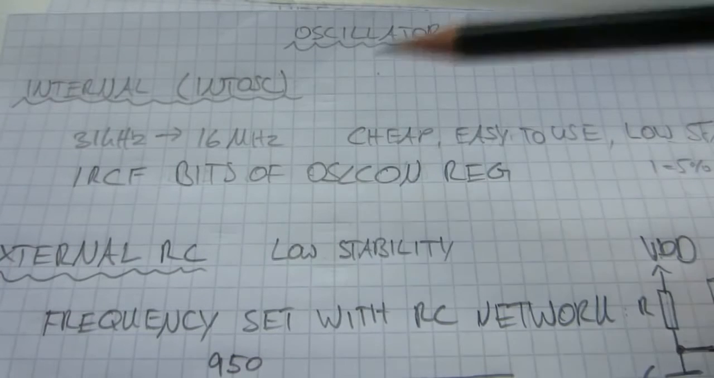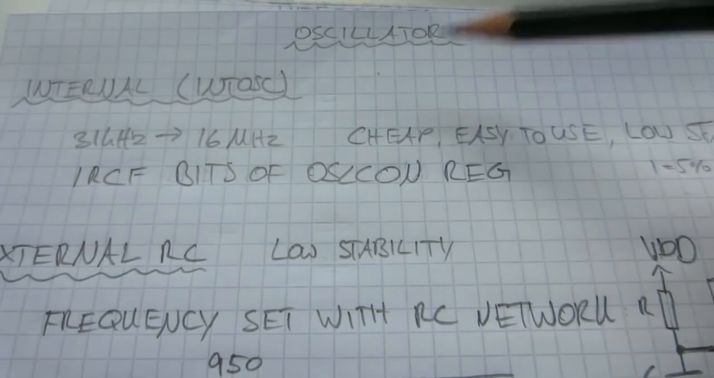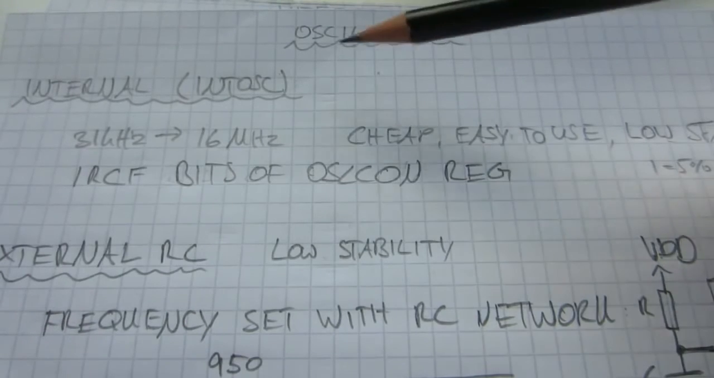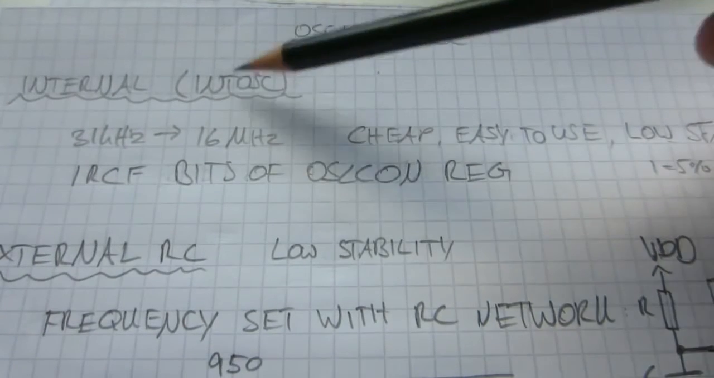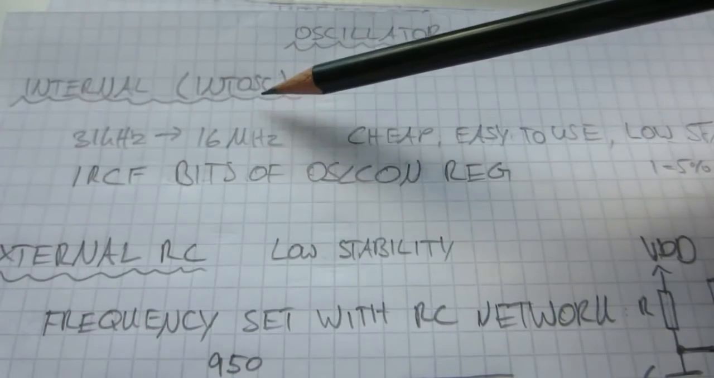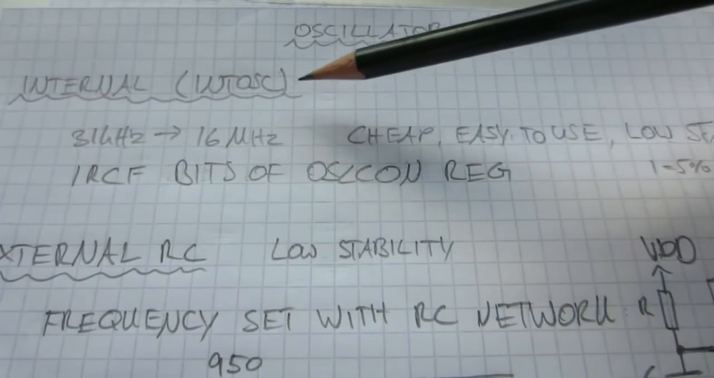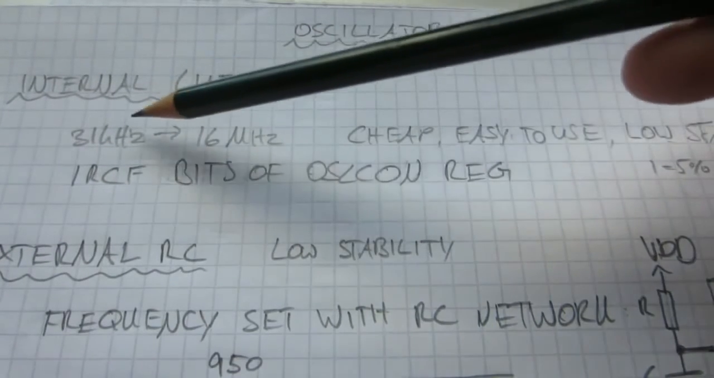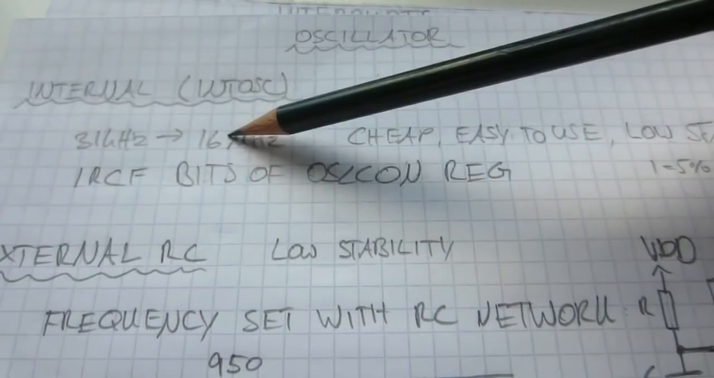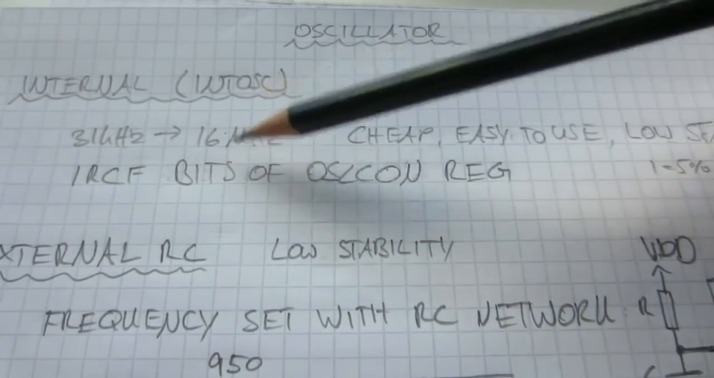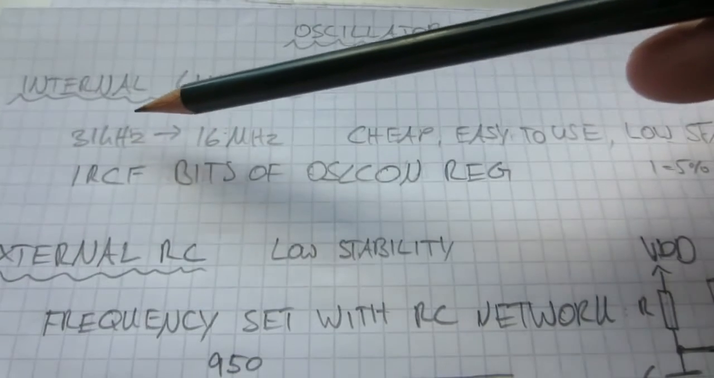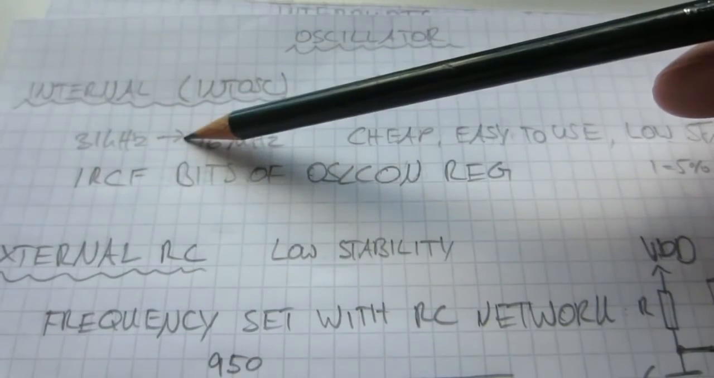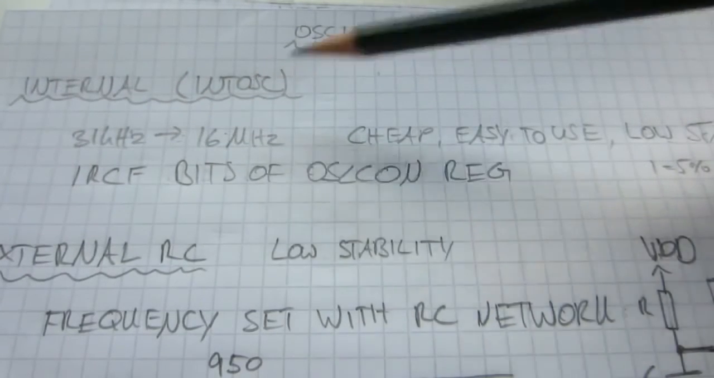Now, the first and easiest to use clock source is the internal oscillator, also abbreviated INT-OSC. It can be configured by software from anywhere from 31 kilohertz to 60 megahertz in different steps. So it's 31 kilohertz, 512 kilohertz, 1 megahertz, 2 megahertz, and so on.